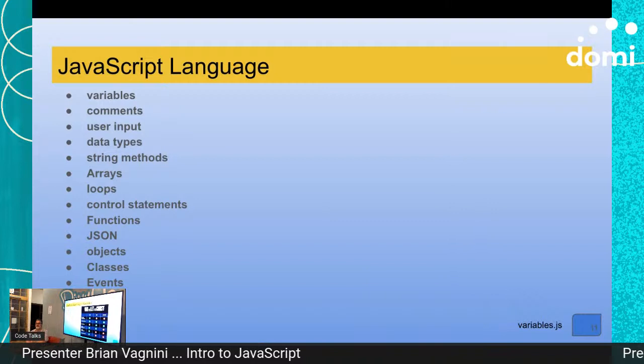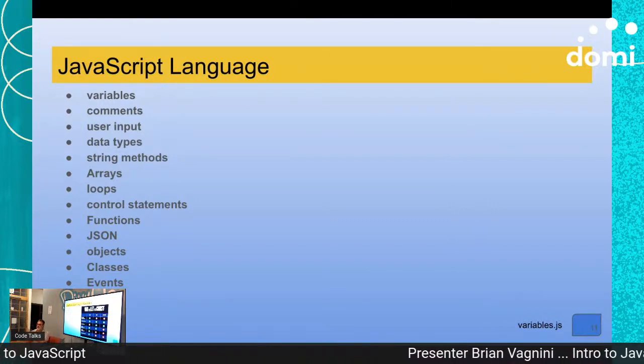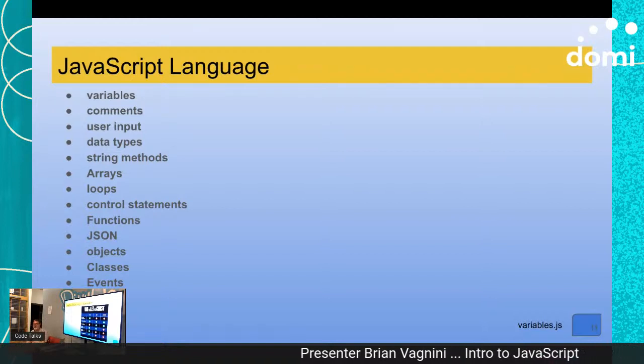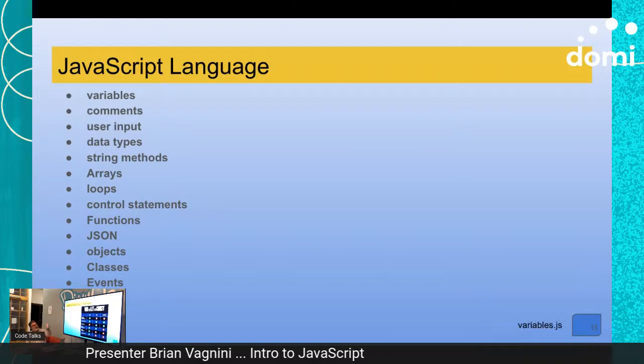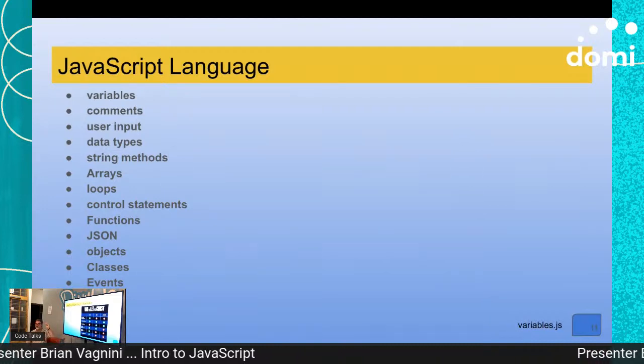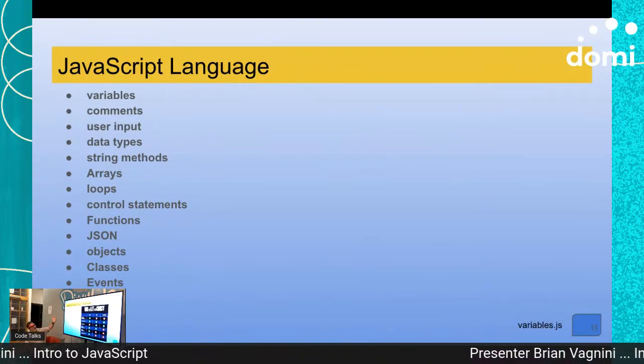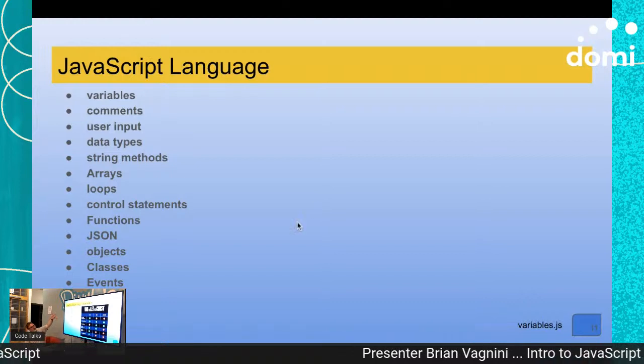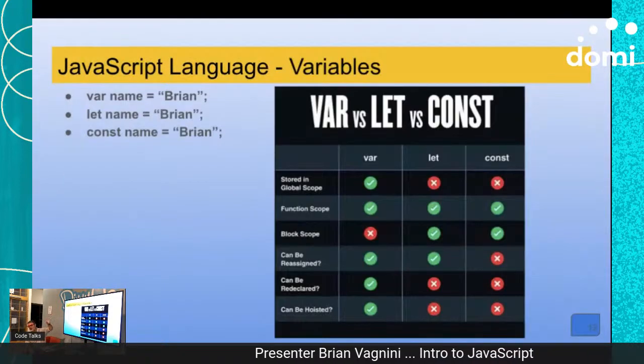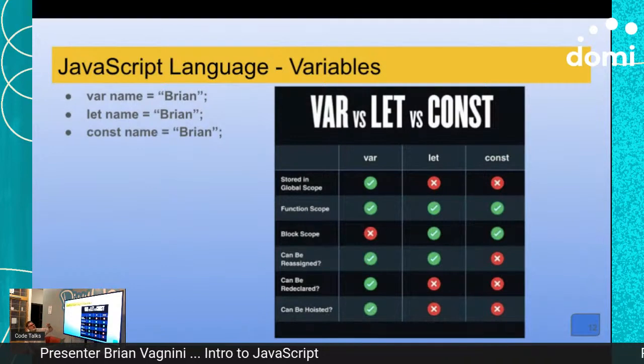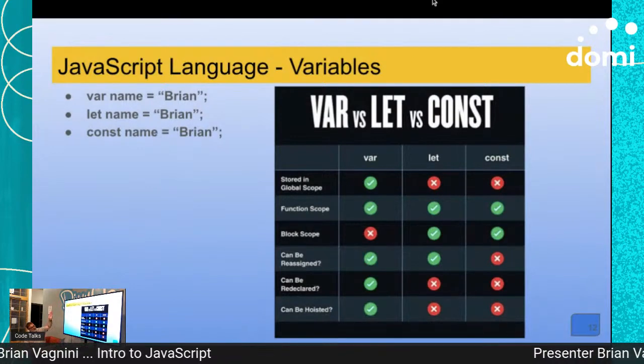All right, so let's start with our basic building blocks of any sort of programming, and that is a variable. So how do we declare a variable? Well, we need a keyword, and then we need to give the variable some sort of a name. So here we're going to use our keyword of var or let or const, and there are some differences. That's what the nice pretty graphic is for. But those are our keywords.